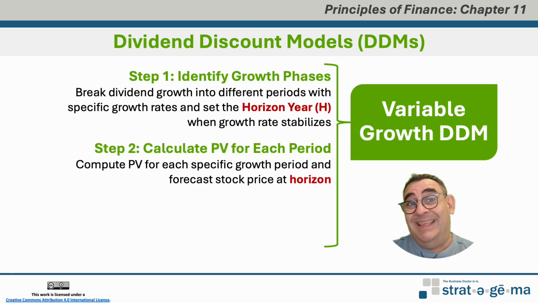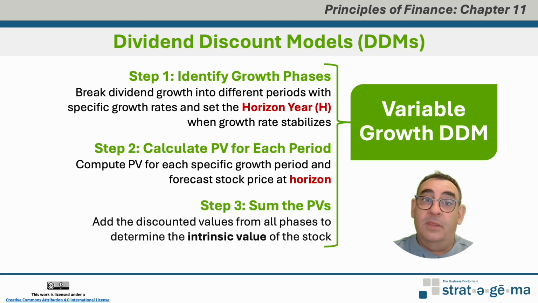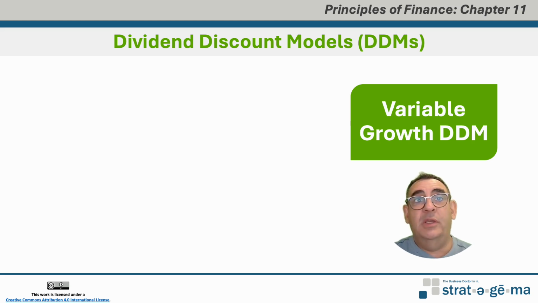The second step is to calculate the PV for each of those periods, and we'll forecast the stock price at the horizon. And then the third step is to add the discounted values from all of those phases to determine the intrinsic value of the stock. So we've actually already been doing this, but now we're just adding the complexity of periods where we'll have differing growth rates. So how might this look in a formula?